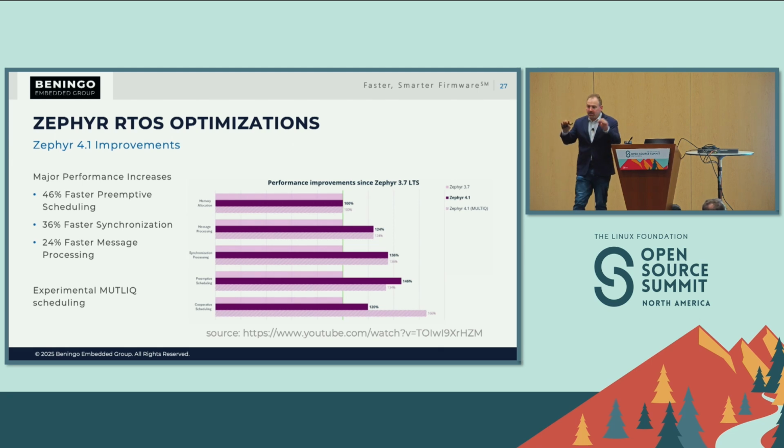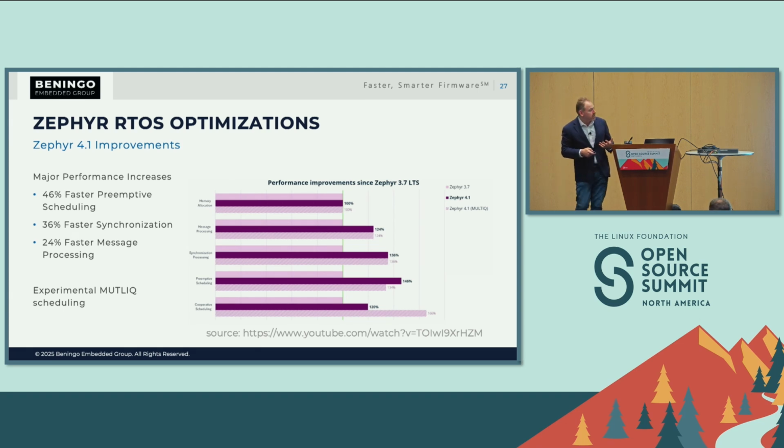Now, as you can imagine, I said, don't get your pitchforks and torches out quite yet, because when I published that report, obviously there were some people not happy in the Zephyr community, right? But what that did was it kicked off improvements to the kernel. And so as part of Zephyr 4.1, there were a lot of improvements to the way that the kernel itself performed. And what you can see here is that preemptive scheduling actually improved by 46%. Synchronization improved by 36%. 24% faster message processing, among other improvements.